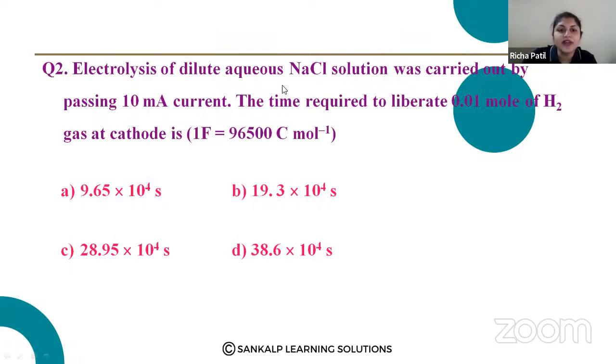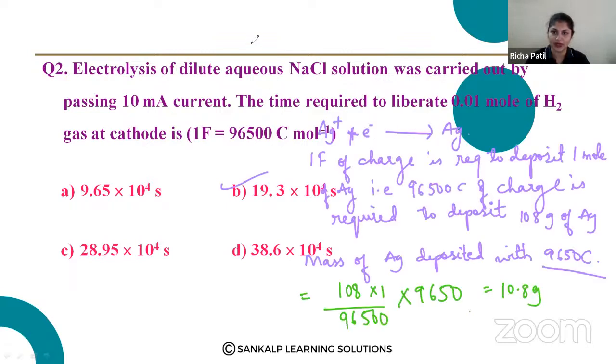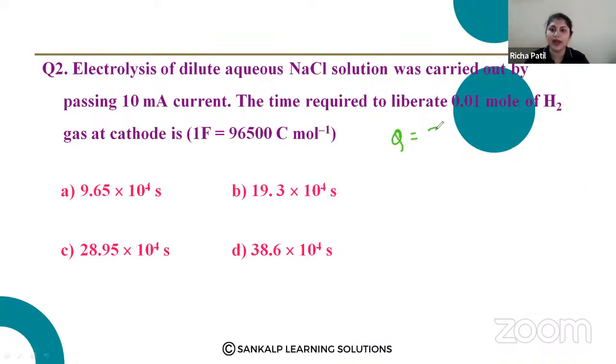Electrolysis of dilute aqueous NaCl solution was carried out by passing 10 mA current. The time required to liberate 0.01 mole of H2 gas at the cathode is? 1 Faraday is given as 96,500 coulombs per mole. So what is the answer? We have to use the formula Q is equal to IT, right? We have to use this particular formula, Q equals IT.